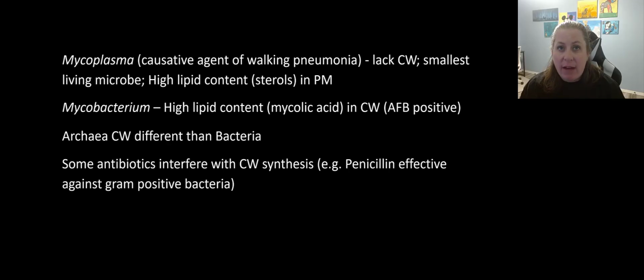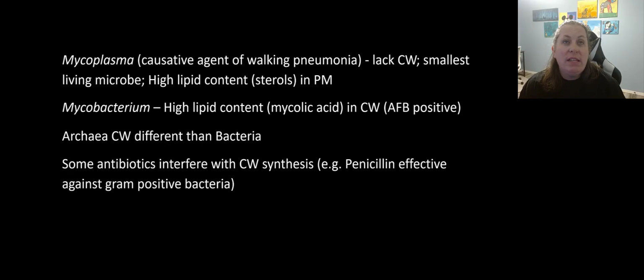Mycobacterium also have a high lipid content, and we call that mycolic acid, in their cell wall, and they cannot be used with gram staining. We have to use acid-fast staining, that AFB staining, in order to see their cell wall. Archaea cell walls are different than bacteria, so again, that's one reason why they're in a different group, and we don't really talk about them here.